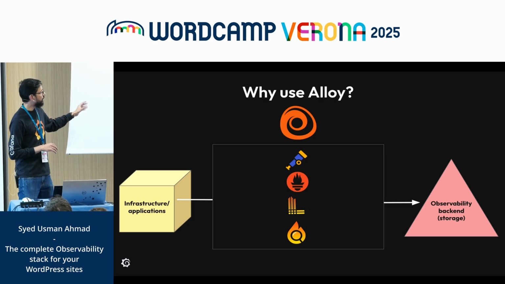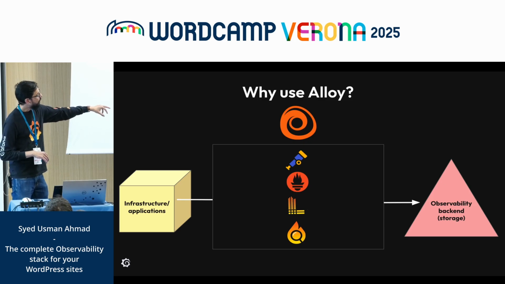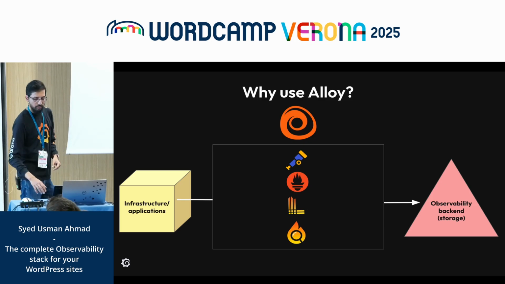So this is your application infrastructure. You may be running WordPress with some other applications, and you can use Grafana Alloy, which basically means you can get all this data and send it for observability.